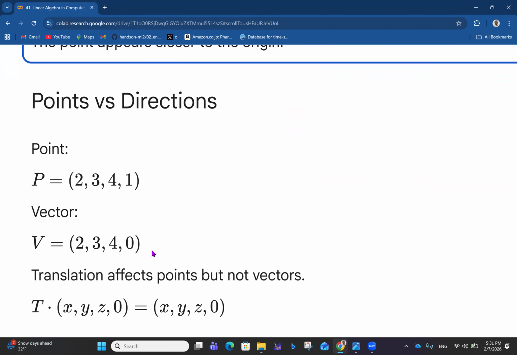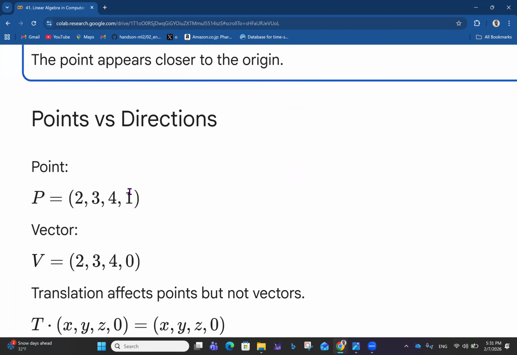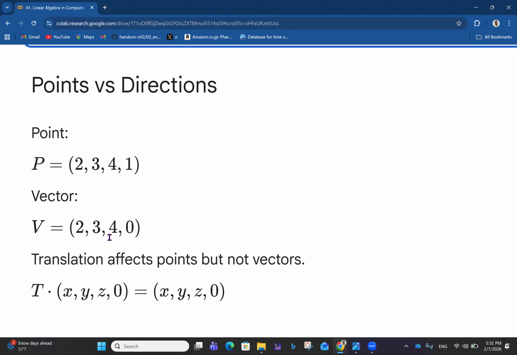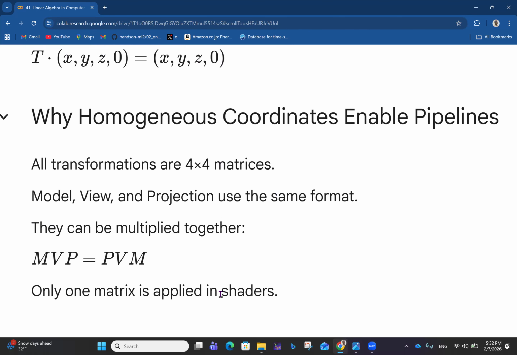Talking about points and directions, if you have a point P, which is 2, 3, 4, 1, and then you have a vector V, which is 2, 3, 4, 0. Translation affects points, but not vectors. So in this case, T multiplied by x, y, z, 0 gives x, y, z, 0 also, because translation affects points, but not vectors.